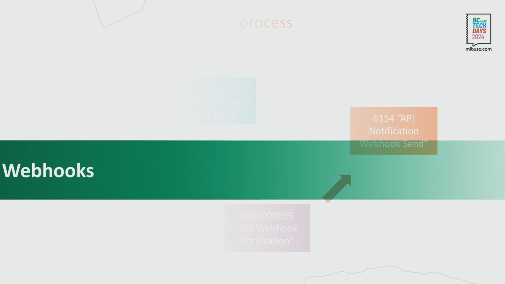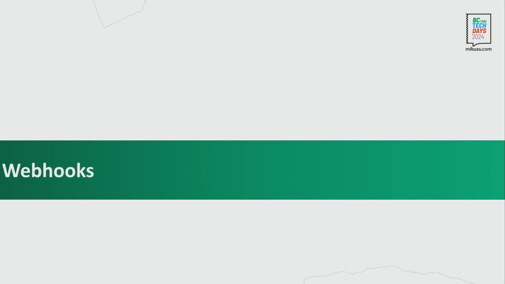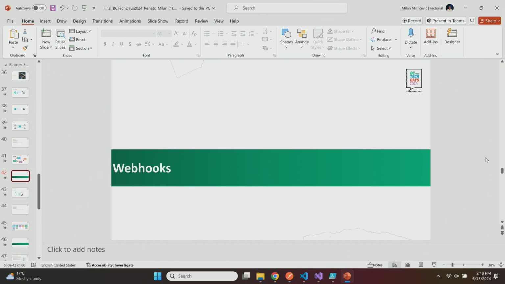So now I will go into my code and show you how webhooks actually work in a real example. As I said, this external system doesn't have to be Dataverse, it can be any system. It can be an Azure function, web application, or whatever. In our case, I just created a simple Azure function that I deployed, and it will act as the external system which will listen for any changes in Business Central.